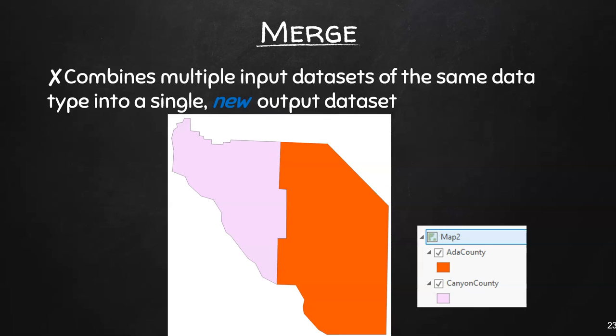The next geoprocessing tool is merge. And here I have Canyon County in pink and Ada County in red, and they are two separate layers. You can notice that they're two separate layers here in the content pane. We can see that they're two separate. However, for this analysis, I would like to have these two counties be one layer, which will make working with the data much easier. To do this, I'm going to merge the two layers into a new layer.